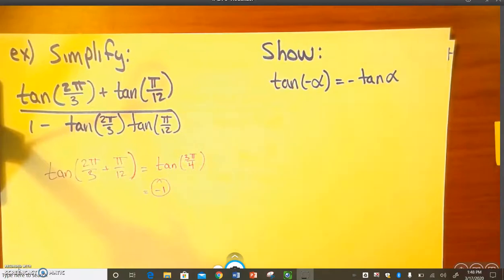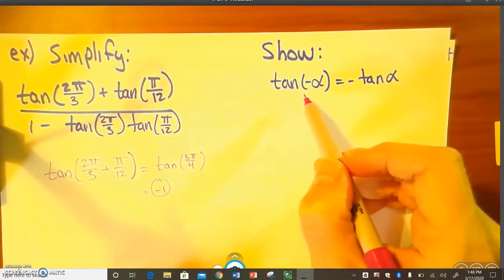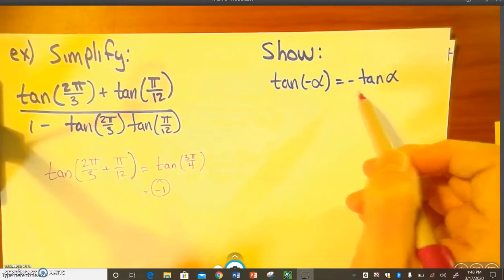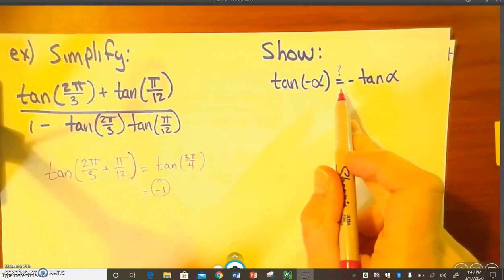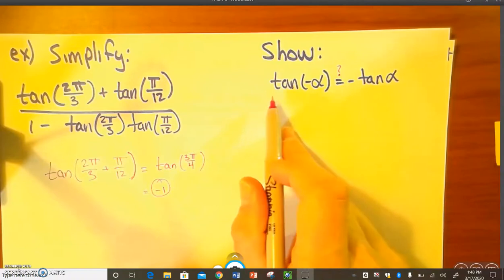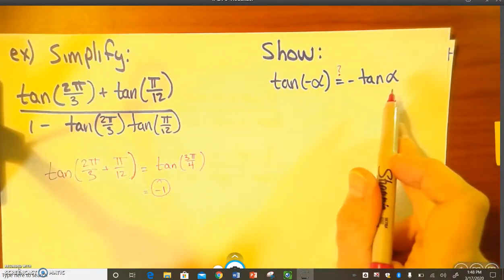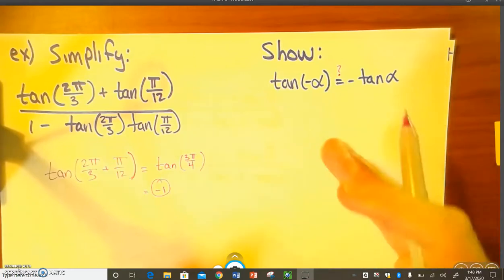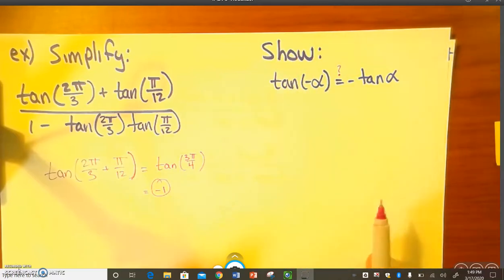Show. All right, so this is a proof. This is a verify statement. So we are going to show that this expression is the same as this expression. So really, we're not going to consider this equal sign because we are tasked with proving they are equal. So I'm going to focus just on this, and I'm going to manipulate the expression, and hopefully it matches this expression. That's the big strategy with a show, prove, verify type of task.